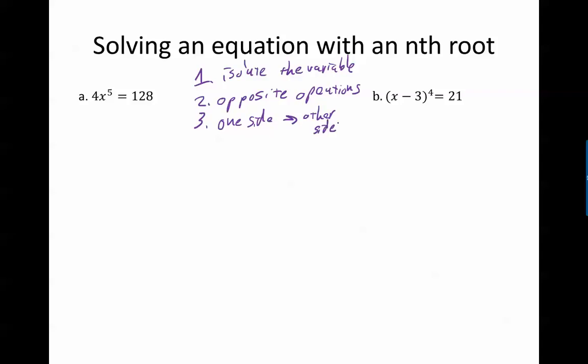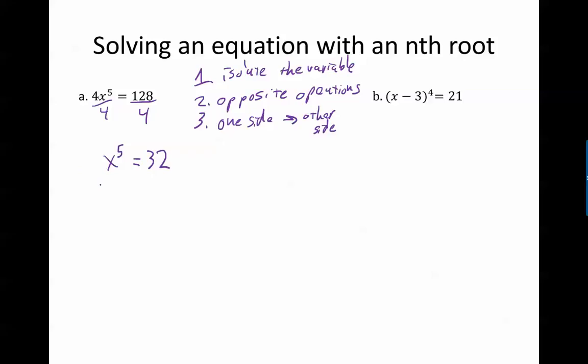So any operation I perform on one side of the equation, I need to perform the exact same operation on the other side. So we're going to use these basic fundamentals, but we're just going to add another operation. So again, we're trying to get the x to the 5th by itself. I need to do the opposite of multiplying by 4, which is dividing by 4. So I'm going to end up with x to the 5th equals 32.